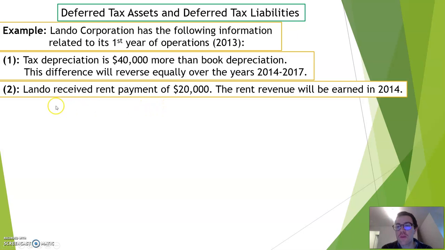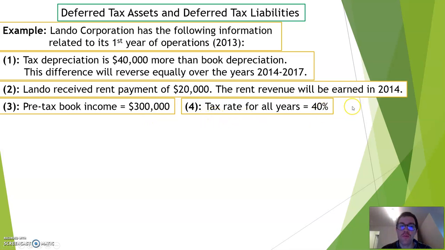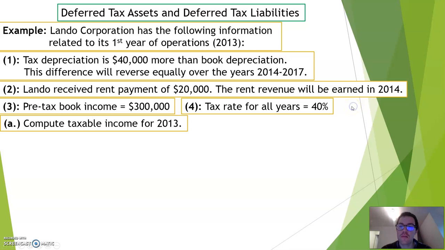Another important piece of information is that Lando received a rent payment of $20,000, but that rent is unearned. The rent revenue from that will be earned in 2014, which is the following year. Pre-tax book income for the year is $300,000, and the tax rate for all years is 40%. So, what is taxable income for the year 2013?